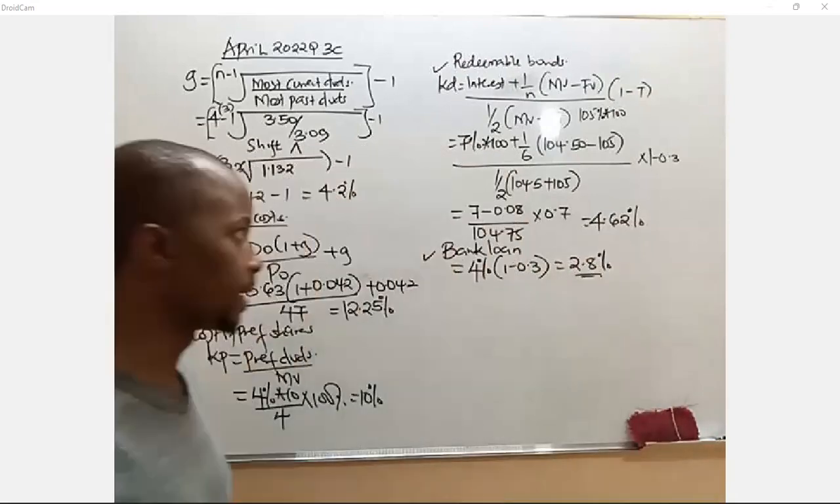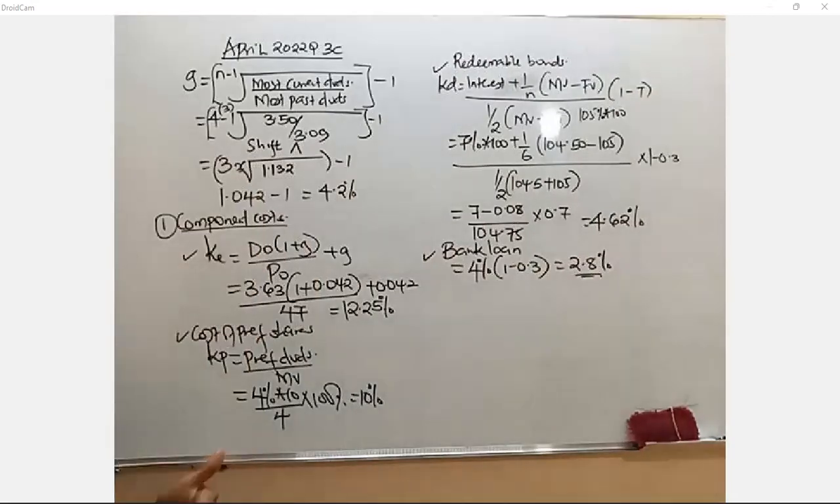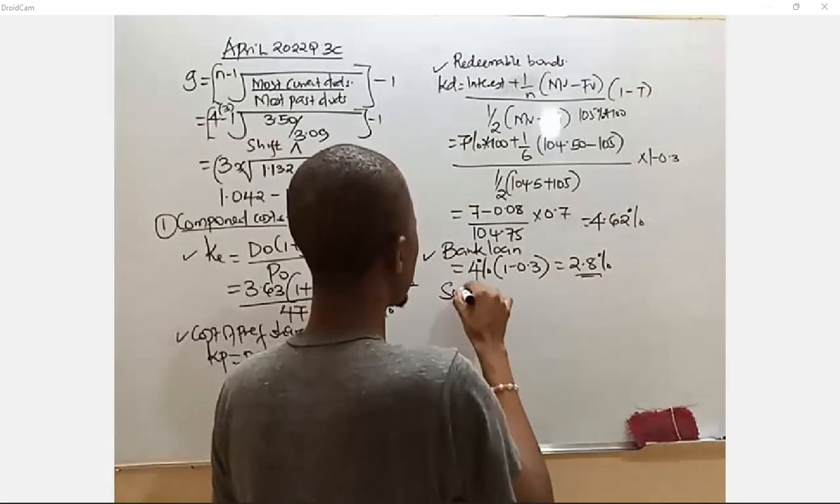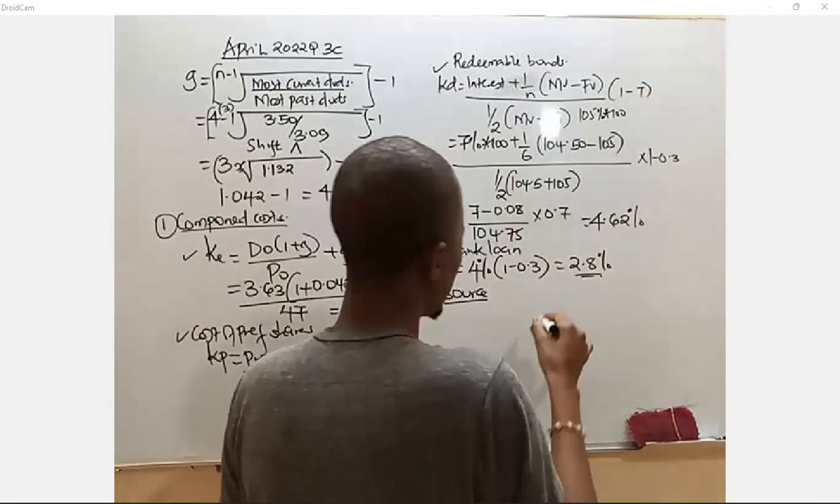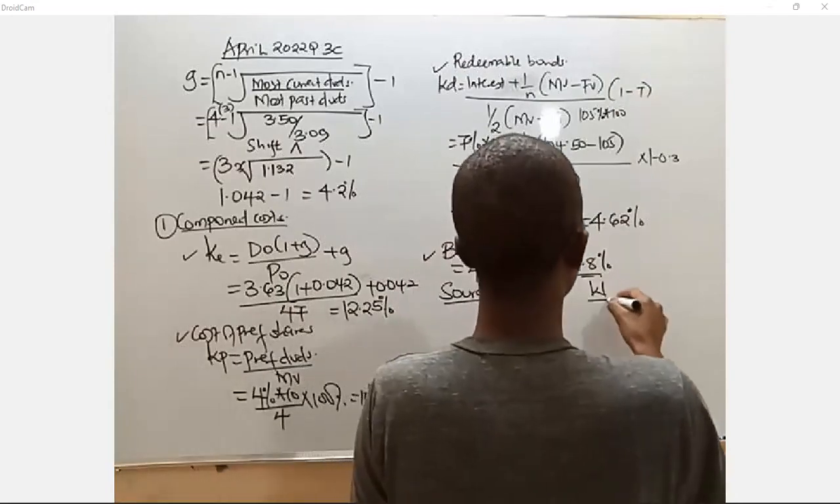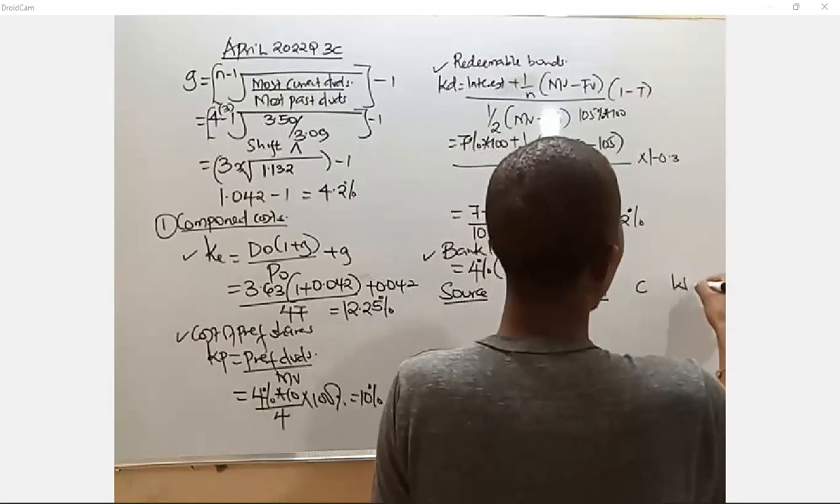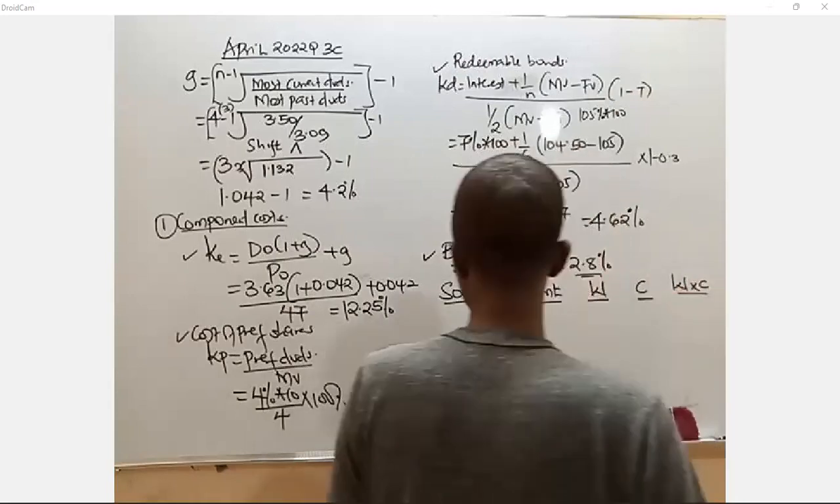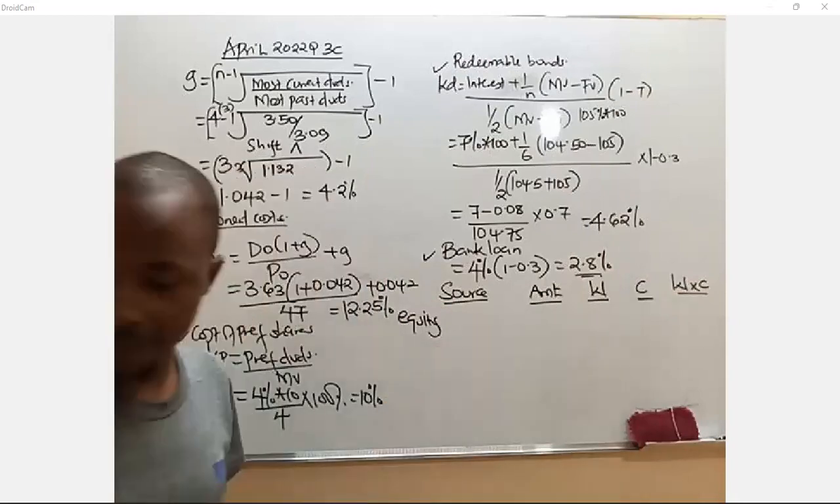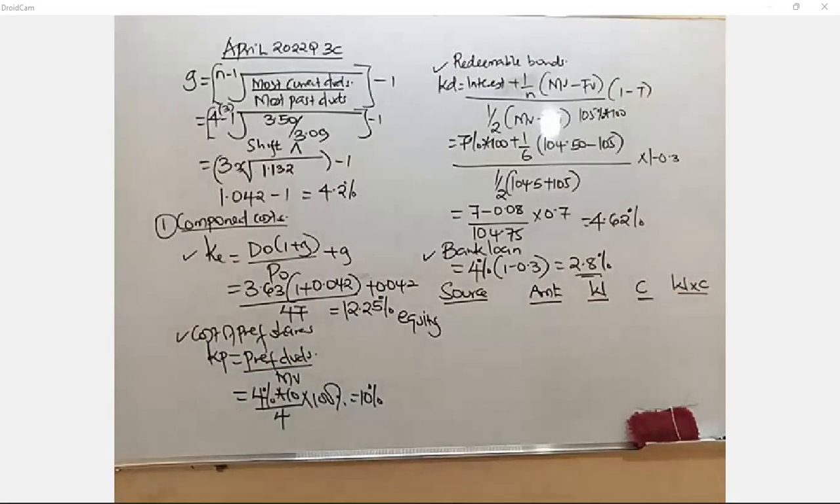Do you have any questions up to that point? Any questions so far? I think we should not be having any. There is a bit of understanding here. So in this case, we start with the sources. We have amount, we have weight, we have costs. Then we take weight times costs. We start with our equity. And in this case, we are not given the market value.